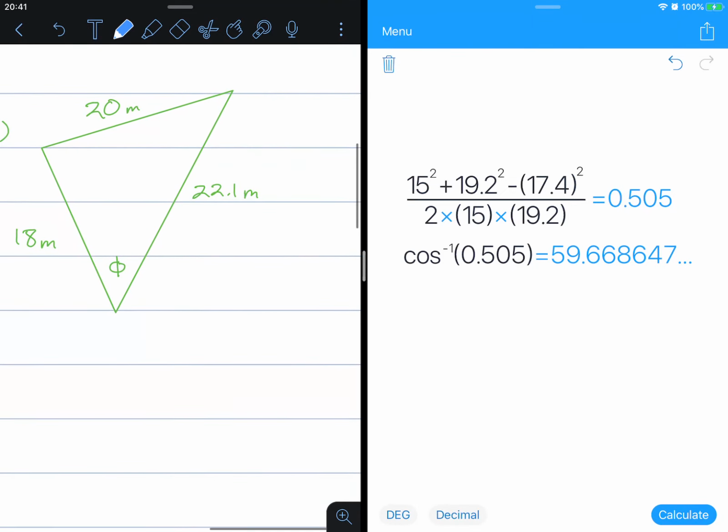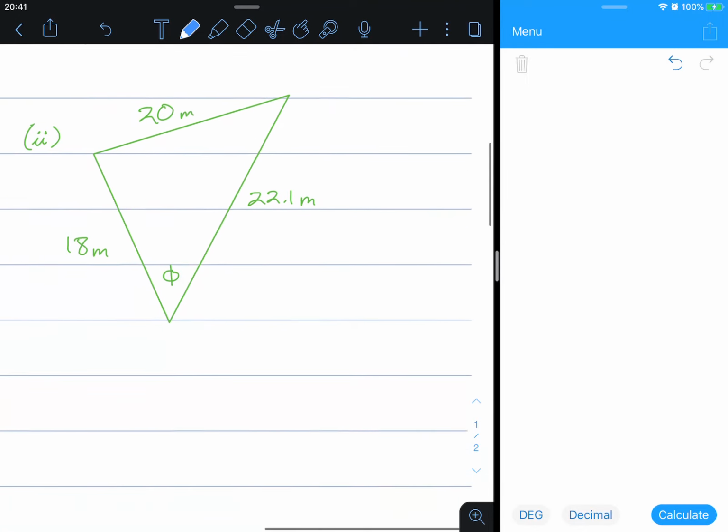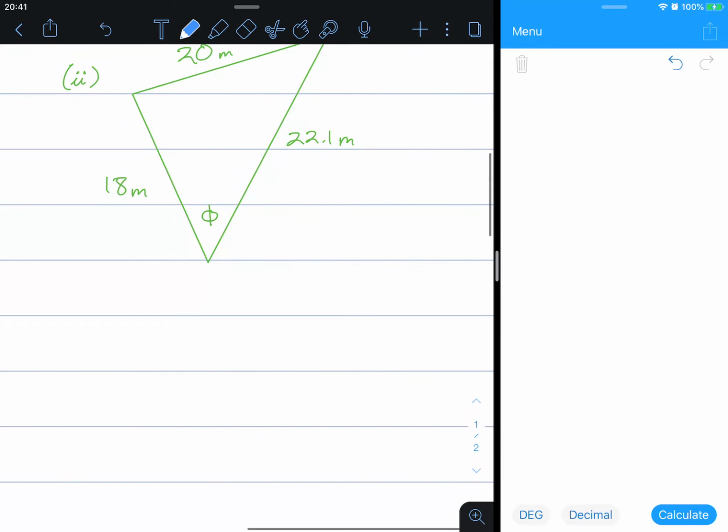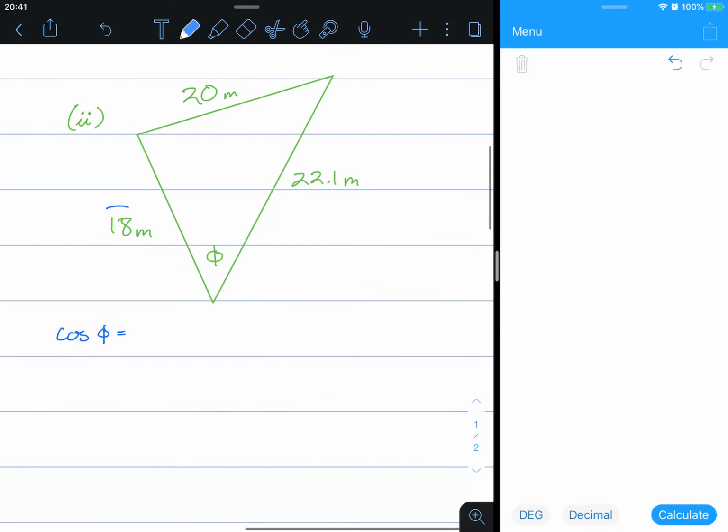Moving right along, let's apply it one more time. You can pause the video and give this a go yourself, but I'm going to be solving it right now. So we're solving for phi. Cosine of phi is equal to A squared plus B squared, 18 squared plus 22.1 squared minus C squared, which is always opposite the missing angle, so 20 squared all over 2 times 18 times 22.1.